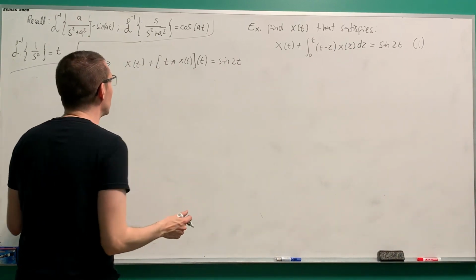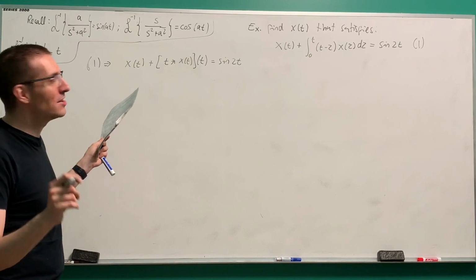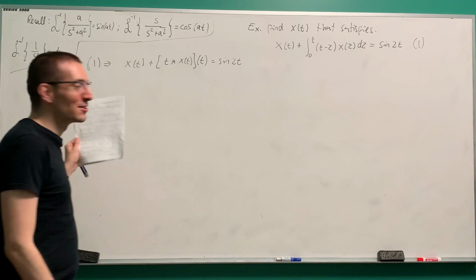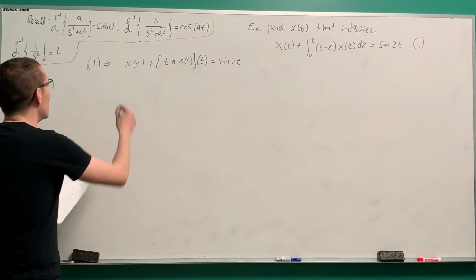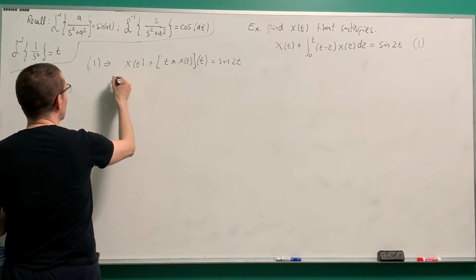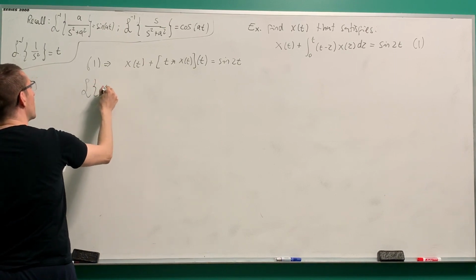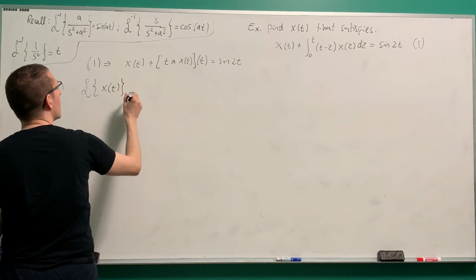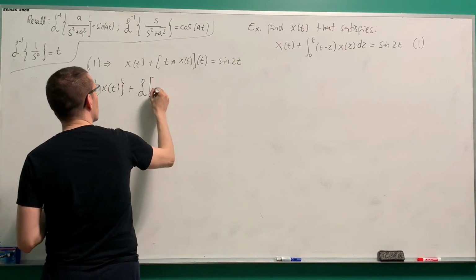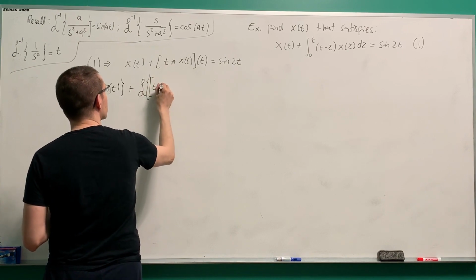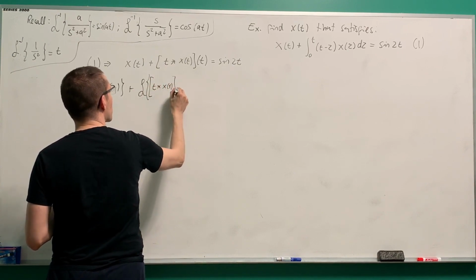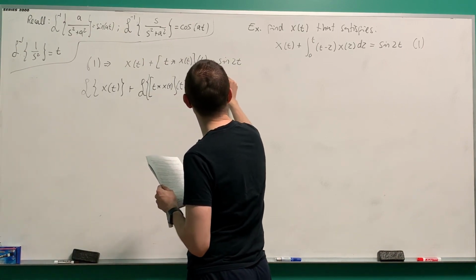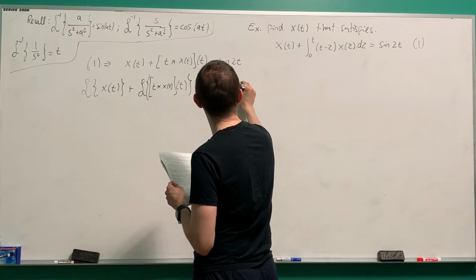How do we solve the equation? Well, the same way we solve differential equations. You see, this is an integral equation, because instead of derivatives of x, I have integrals of x. Alright, so to solve this equation, let's take Laplace transforms. If we take the Laplace transform, we get, by linearity of course, the Laplace transform of x of t plus the Laplace transform of the convolution of t and x of t equals the Laplace transform of the sine of 2t.